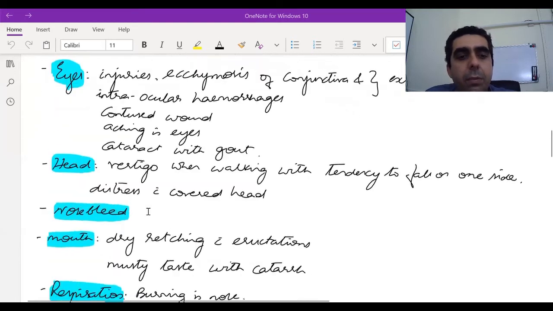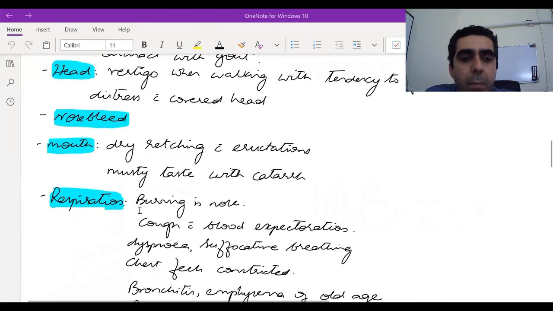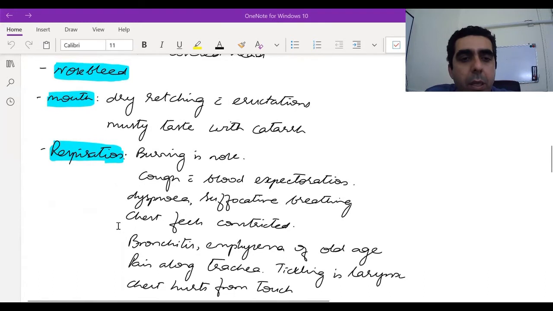In head symptoms, we see vertigo with tendency to fall on one side, and there is a lot of distress in the head, especially when the head is covered. It could be a good remedy for nosebleed. In the mouth, we see a lot of dryness with retching and eructations, and musty taste in the mouth with catarrh or cold. In respiratory symptoms, we see burning in the nose, cough with bloody expectoration, a lot of dyspnea with suffocative breathing.